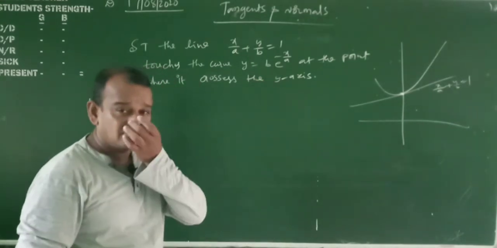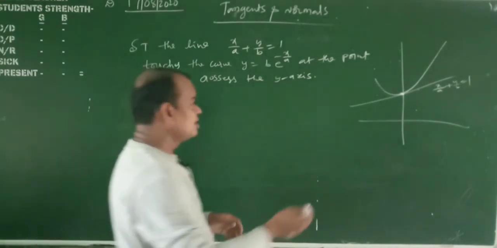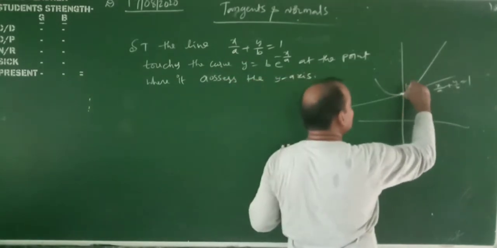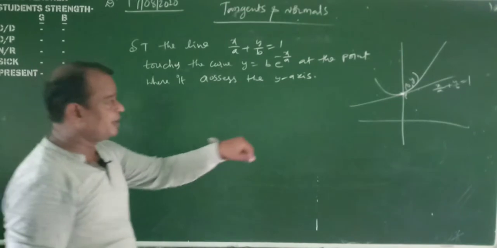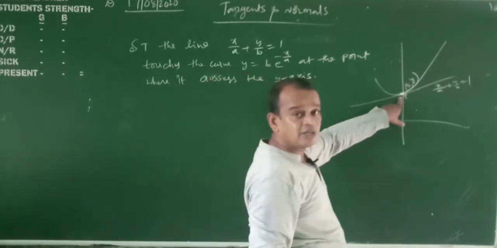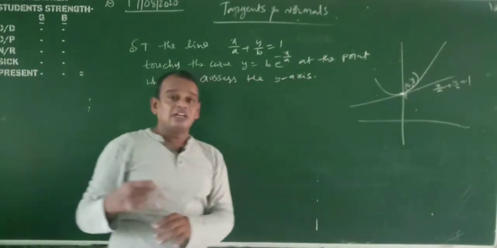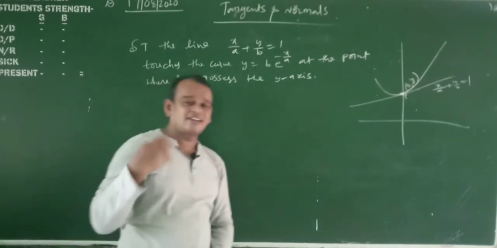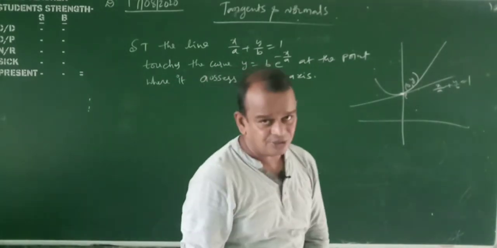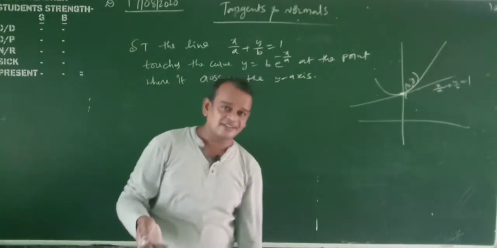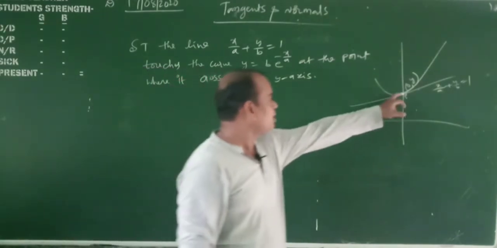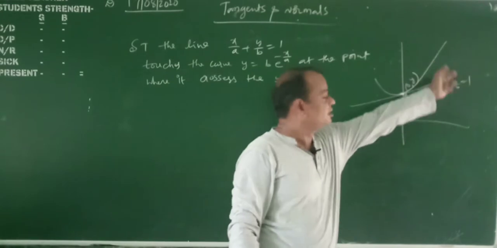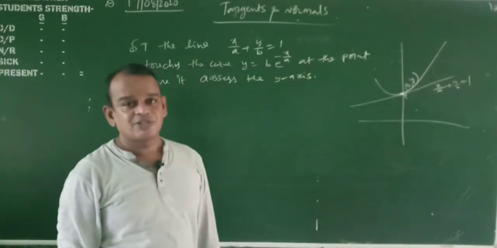Already yesterday I told you, the curve intersecting the y-axis means this point P, that is (0, y). Whenever the curve meets the x-axis, y equals 0. When the curve meets the y-axis, x equals 0. At this point we will find the tangent. The tangent is x/a + y/b = 1.